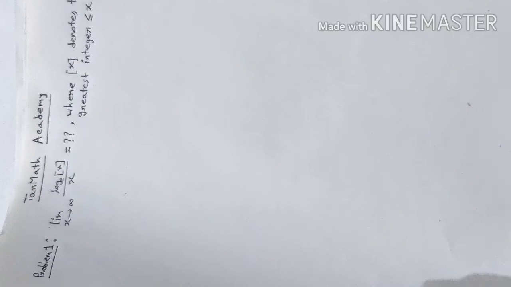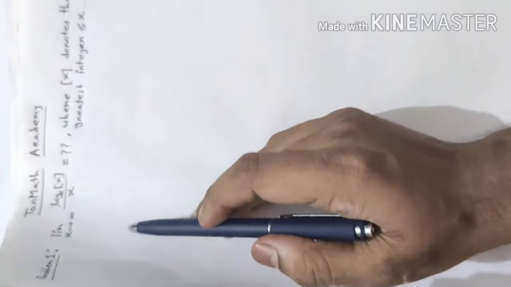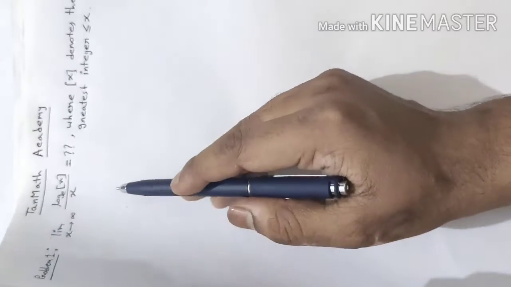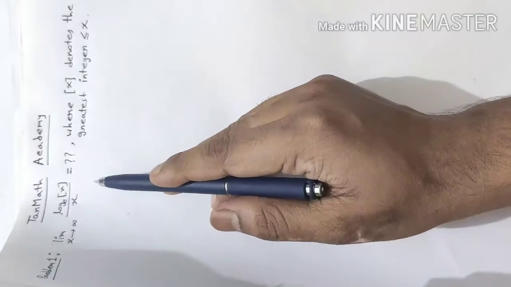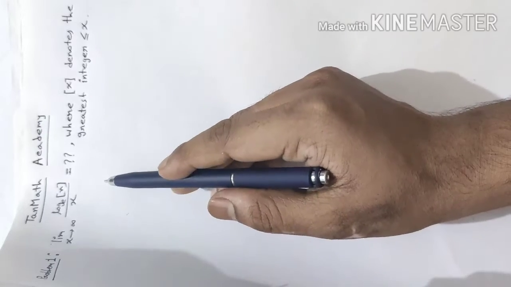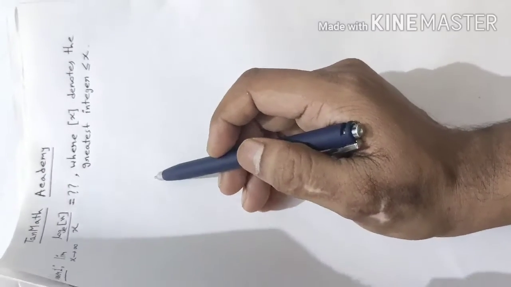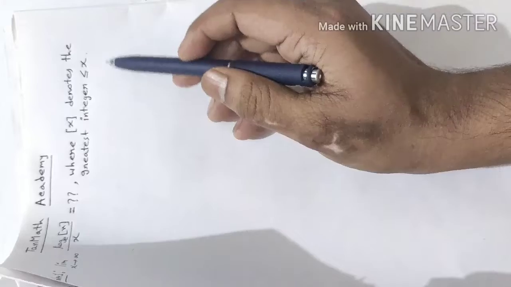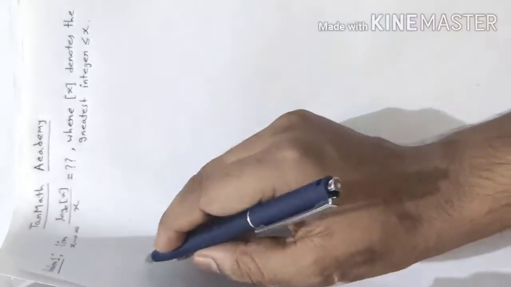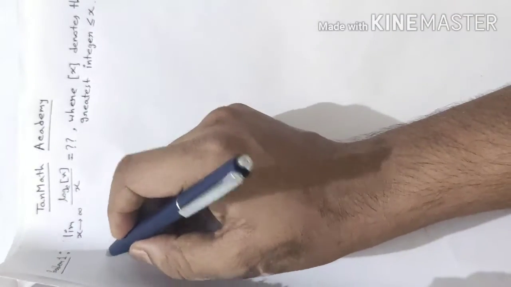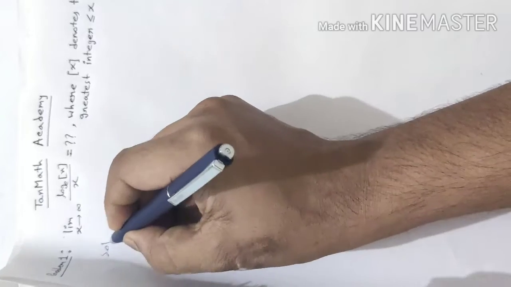Today I will solve some important problems on limits. First problem: limit x tending to infinity of log base e of box x by x is equal to question mark, where box x denotes the greatest integer less than or equal to x. So let's see the solution.